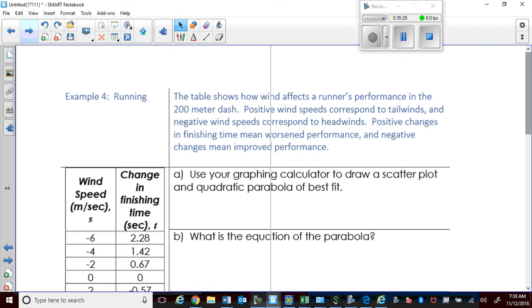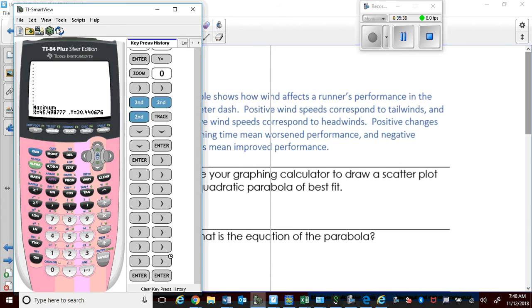So here we are going to go to our graphing calculators. Reset if you would like. I'm not going to at this point. I'm going to go directly to stats and press stats. And then I'm just going to clear out my list here.